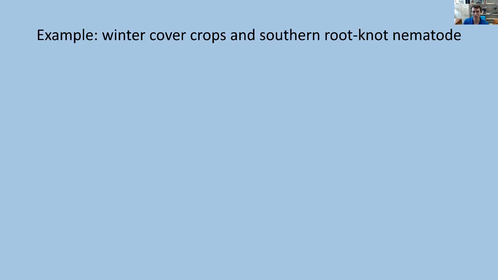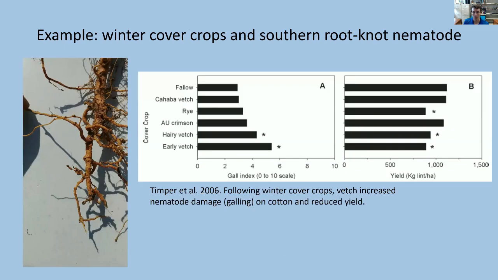So just mixing a little bit of data here so I don't overwhelm you with tables, but this is some data from a field study by Timper et al. Looking at cotton production after growing various winter cover crops. So they looked at vetch and various vetch cover crops as well as rye and fallow. And this is illustrating on the left here gall index. So basically a higher index indicates more galling.